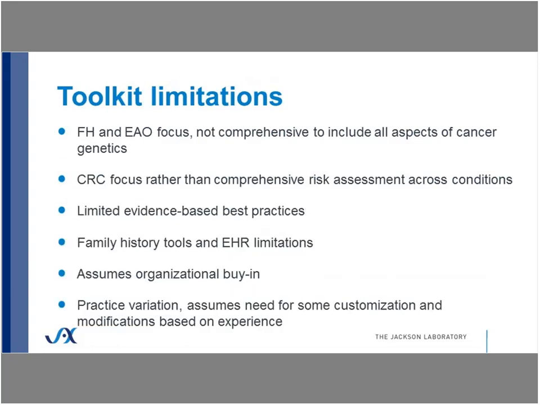So of course, there are some limitations to this toolkit. I'm going to review this list briefly, and then would be happy to talk more about this during the Q&A if people have questions. So the toolkit, as I've highlighted, really focuses on family history and focuses on early onset cancer. For early onset colon cancer, it is not comprehensive in the sense that it doesn't address all aspects of colon cancer genetics. So it's really focused on the primary care provider's most common roles around family history detection, managing patients with different risk levels, and detecting early onset cancer.